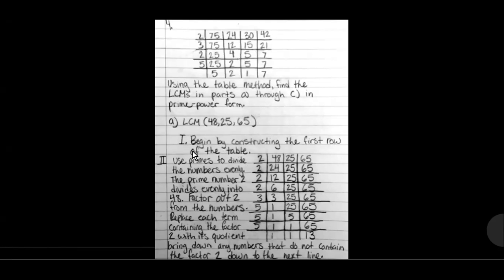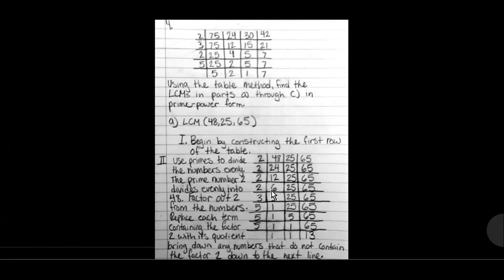Begin by constructing the first row of the table. So we put 48, 25, and 65. Now we ask, what primes divide the numbers evenly? I chose 2 because 48 divided by 2 gives me 24. Then we just bring down 25 and 65 because we can't divide them evenly by 2. Then I choose 2 again because I have 24. So 24 divided by 2 is 12. And again, I can't use 2 on the others, so I just bring them down.